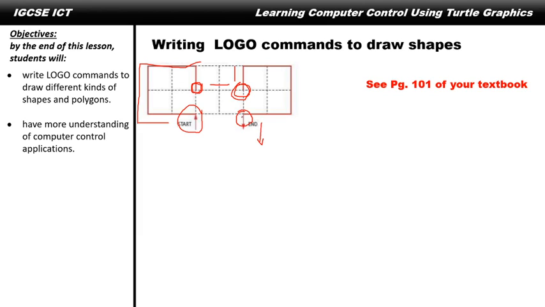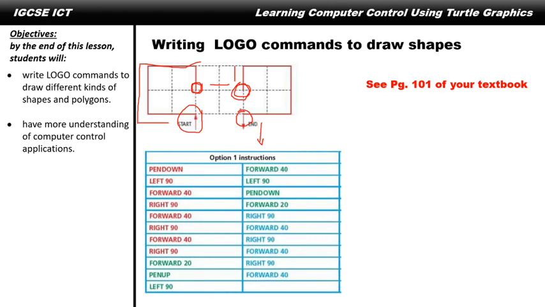So when you get to this point, make sure you turn the turtle to be facing down. So that is how this shape was being produced. And you have the commands here. You can see that on your textbook. You can just open to page 101 of your textbook and see how it was being drawn using this command. So there are two ways the shape can be drawn.